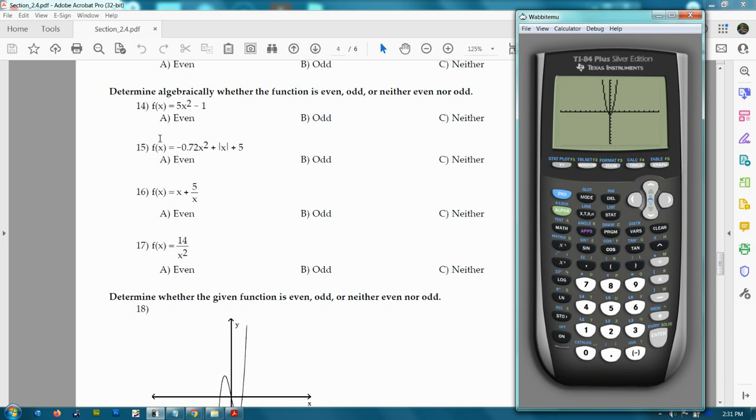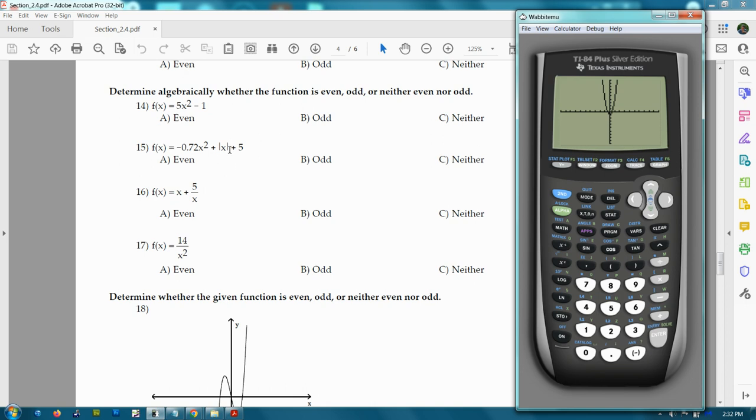What do we got? Well, it's even. It's an even function. I'm sorry, I may have said it just the opposite. I misspoke. Y-axis symmetry means you've got an even function. X-axis symmetry would be nothing. Origin symmetry is odd. So number 14, letter A, even function.